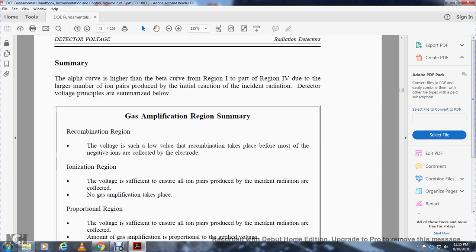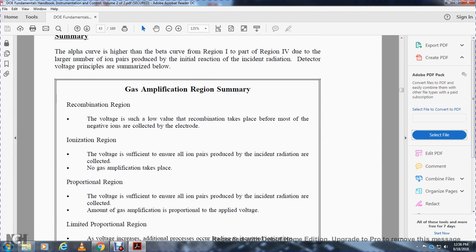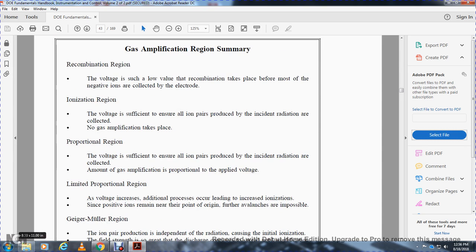The recombination region: the voltage is so low that volume recombination takes place, and much is lost before the negative ions are collected at the electrode. Ionization region: voltage is sufficient to ensure all ion pairs produced by the incident radiation are collected. No gas amplification takes place. Proportional region: the voltage is sufficient to ensure the ion pairs are collected, with the amount of gas amplification proportional to the applied voltage.